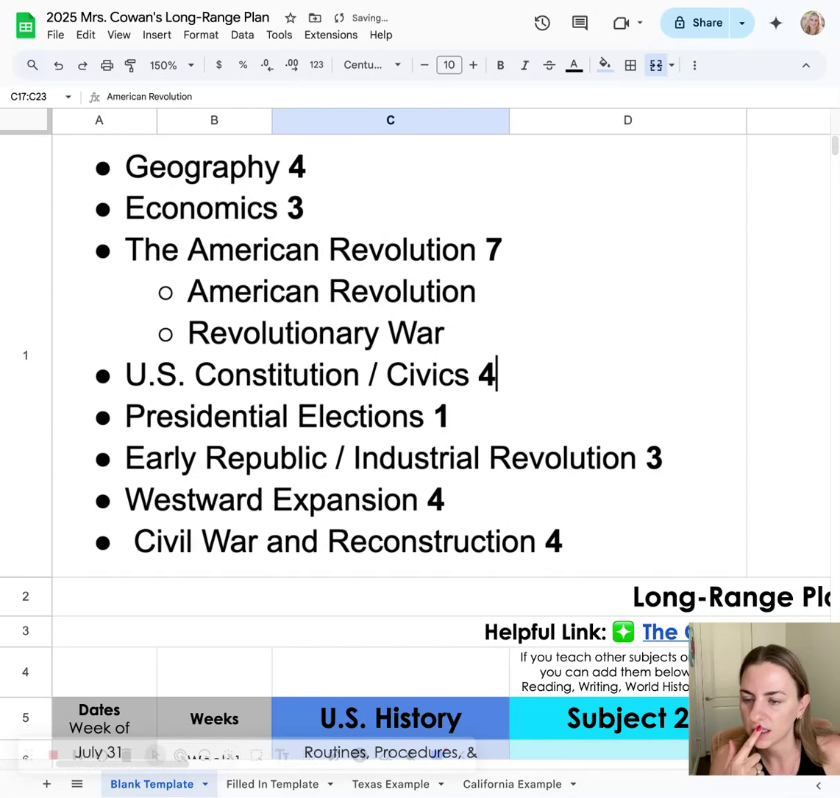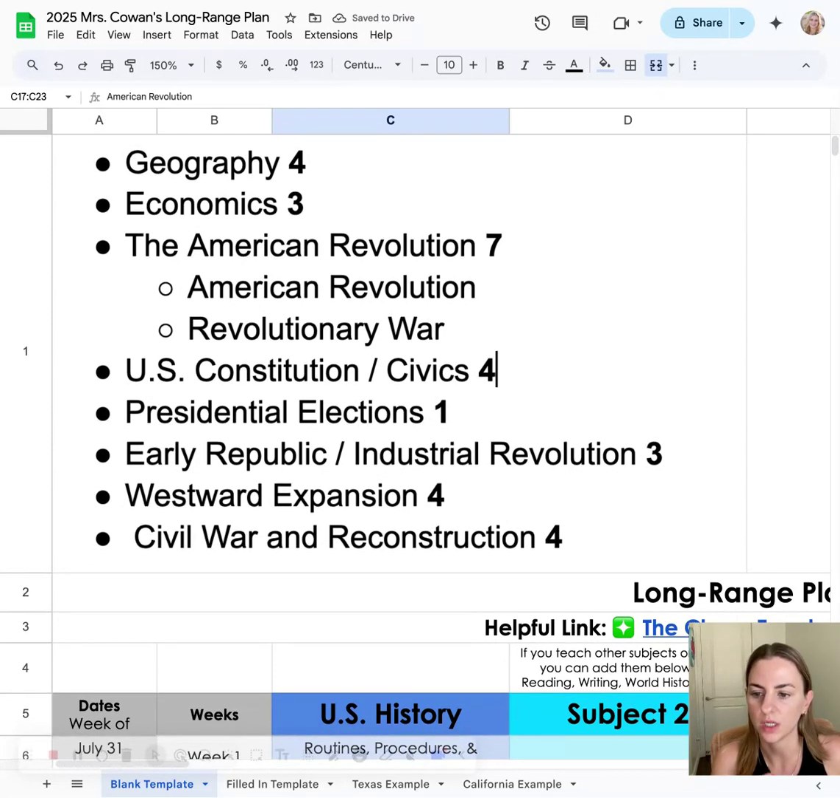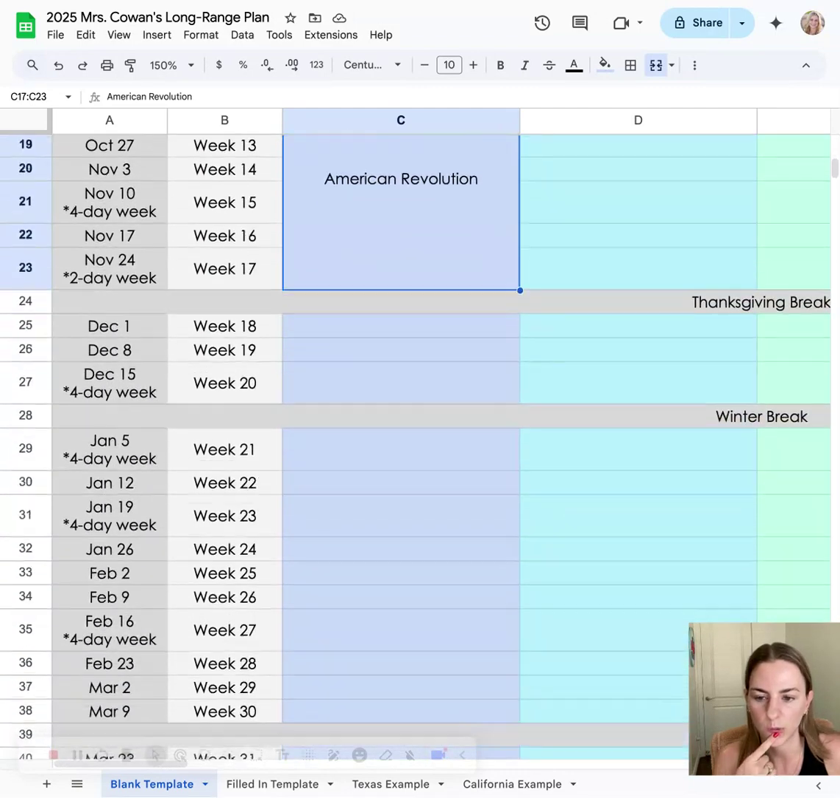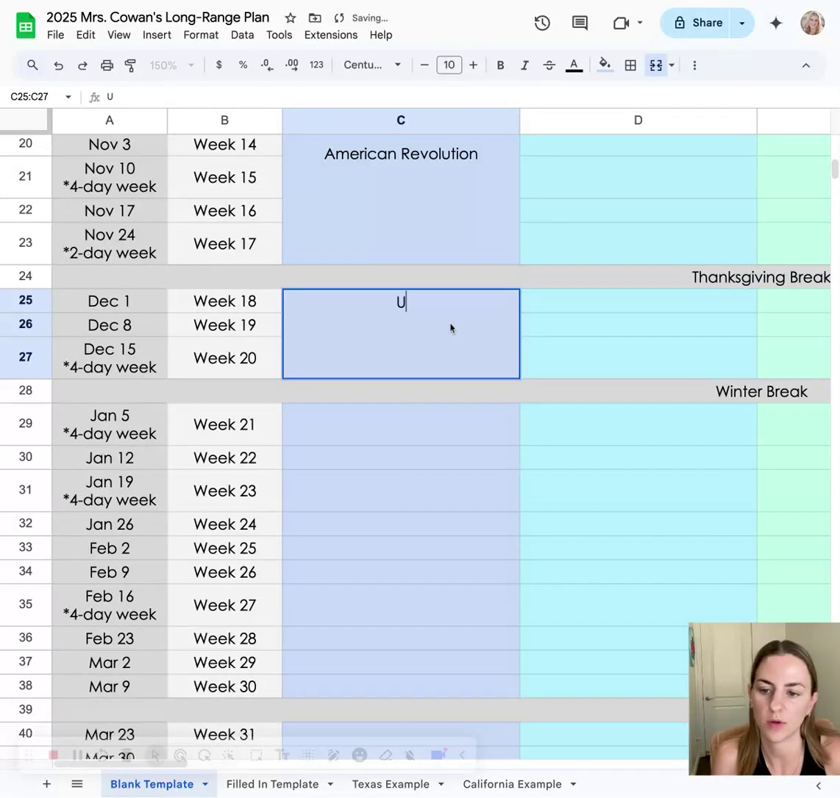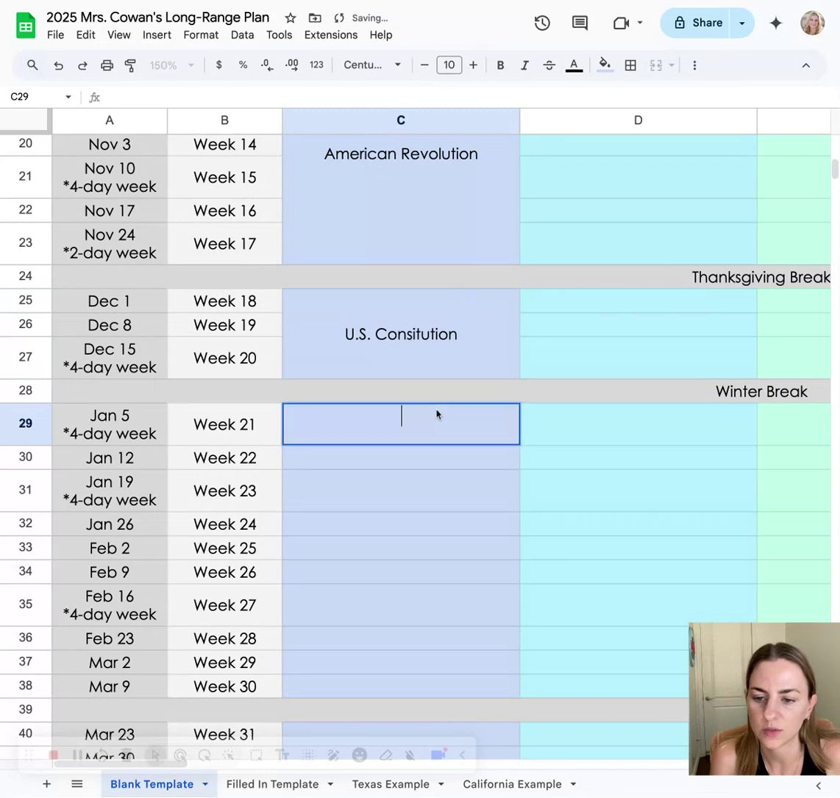Okay, next is US Constitution, 4 weeks, presidential election, 1 week. Okay, so I only have 3 weeks here, I think, but I wanted to do 4 weeks. So what I'm going to do is have this be US Constitution, and then I'm going to have this week be civics review, because I noticed in the standards there was a lot in there about citizenship. So that way we have 4 weeks for the Constitution / citizenship.